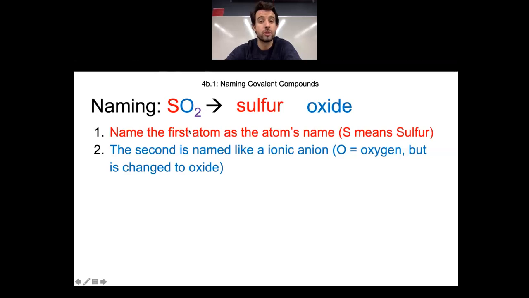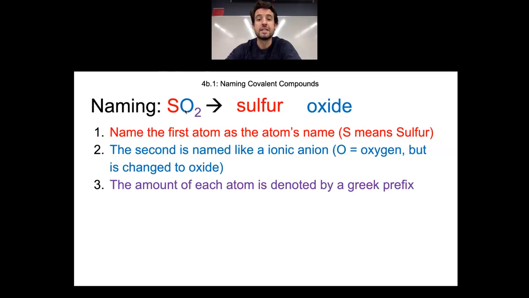And then this 2 comes into play. Instead of calling it just sulfur oxide, we call it sulfur dioxide. The number here is denoted by a Greek prefix. So Greek prefixes are like mono, di, tri, tetra, so on and so forth. So we're going to put sulfur dioxide.